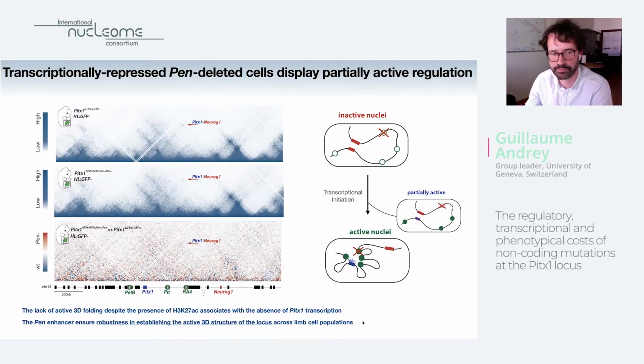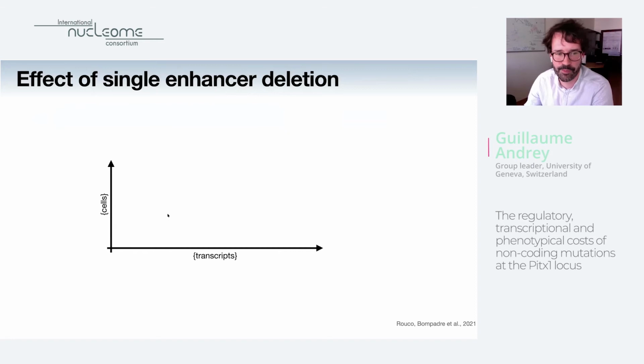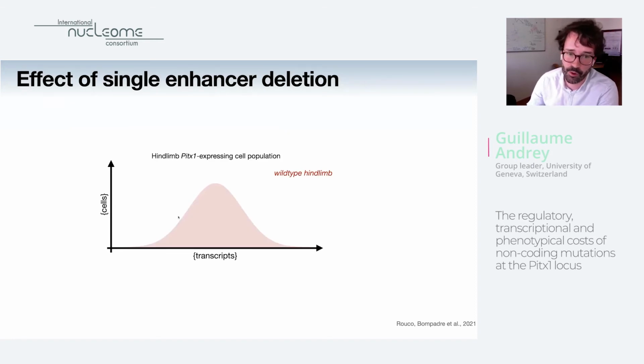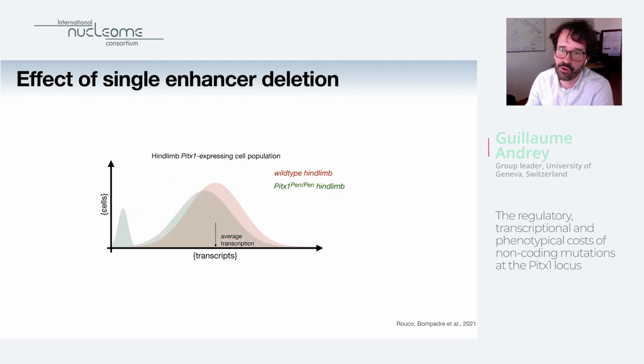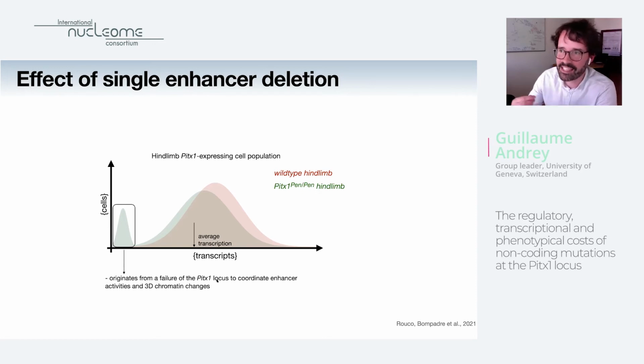So the model for this first part is that in the wild type hind limb, we have a lot of cells that express Pitx1 at different levels. If we think only of the cells that have to express Pitx1 and not the others, when we remove the enhancer, we have a shift in the distribution, which changes the average a little bit, but mostly makes non-expressing cells appear that are basically active at the chromatin level and not at the 3D level, and didn't produce a 3D chromatin change.